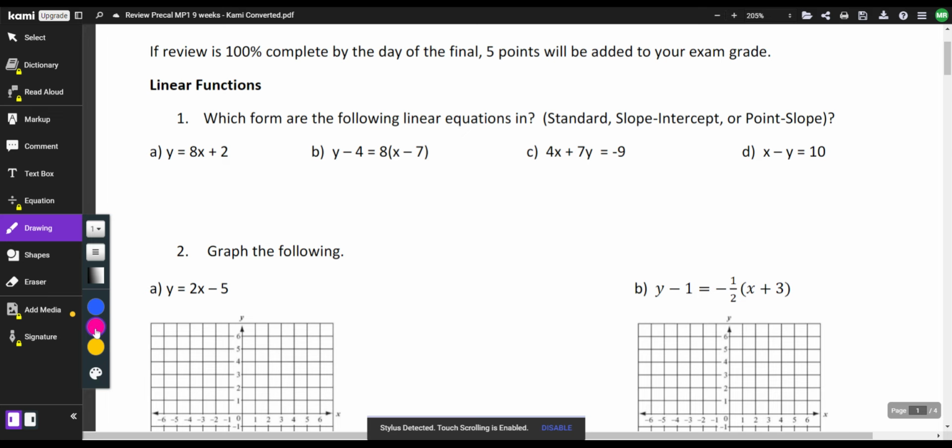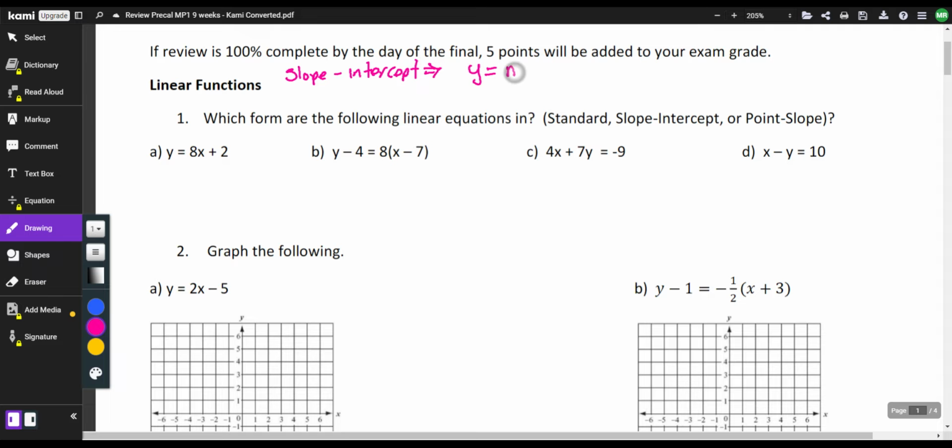So the first thing I want to go over is problem one. What's the difference between standard, slope-intercept, and point-slope form? So remember, slope-intercept form looks like y equals mx plus b. Okay?